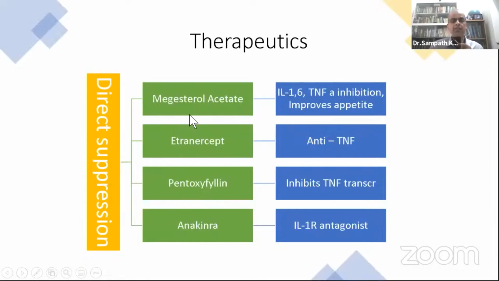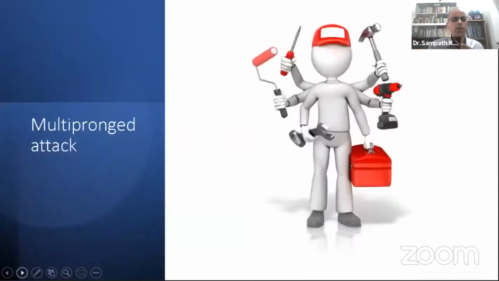I have been using megestrol acetate for many of my patients with anorexia, and results are reasonably good. Reduction of IL-1, IL-6 and TNF inhibition improves the appetite. And you have these monoclonals and small molecules, etanercept, anakinra, all targeting TNF alpha, and pentoxifylline. So we need a multi-pronged attack to break this unholy nexus.